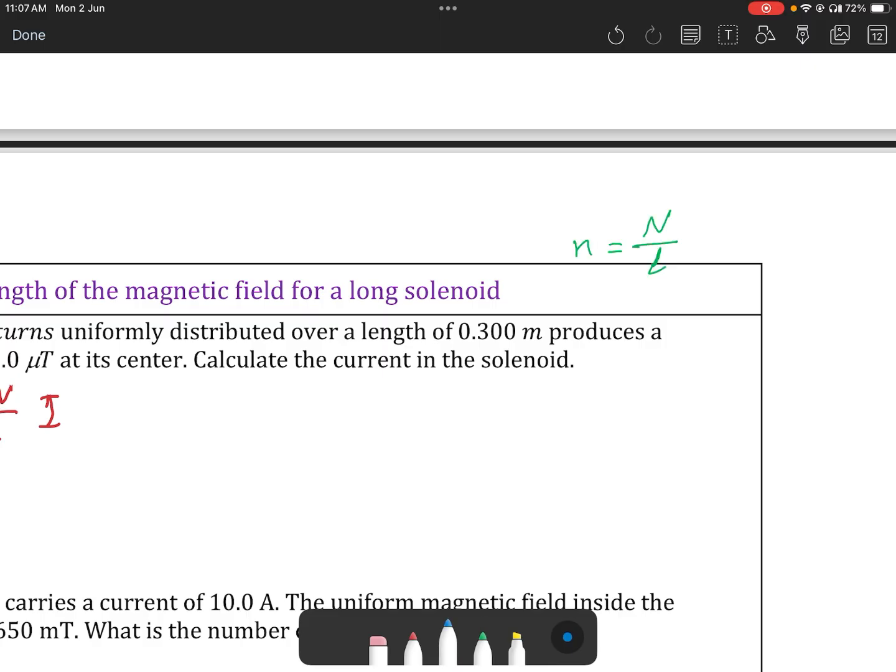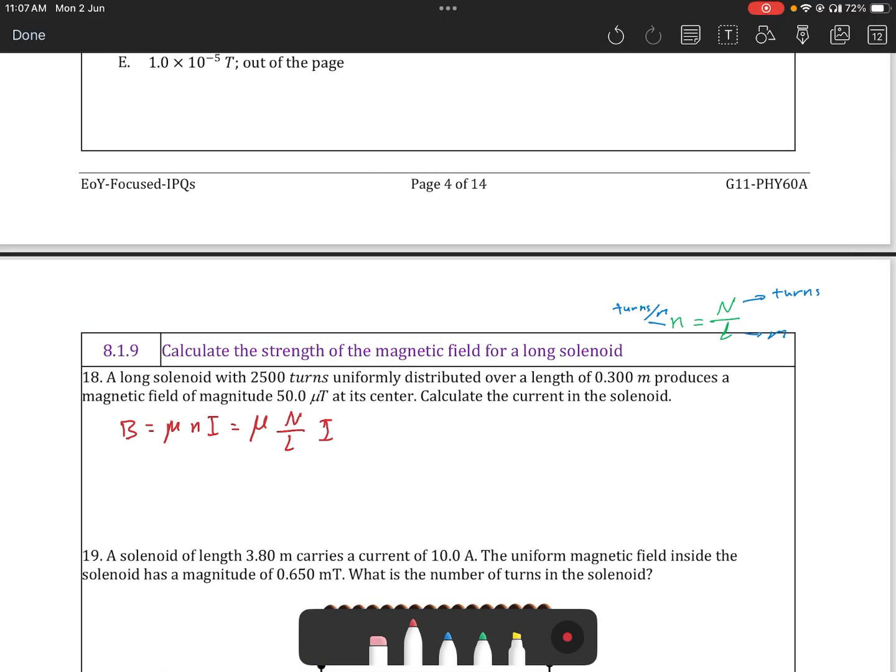N capital is the number of turns. L is the length of the wire in meters. n small is the number of turns per meter. You need to understand the problem. Each problem has its own given. In this case, they give us the turns and the length. Sometimes they will give us the turns per meter. So we need to know what we have.